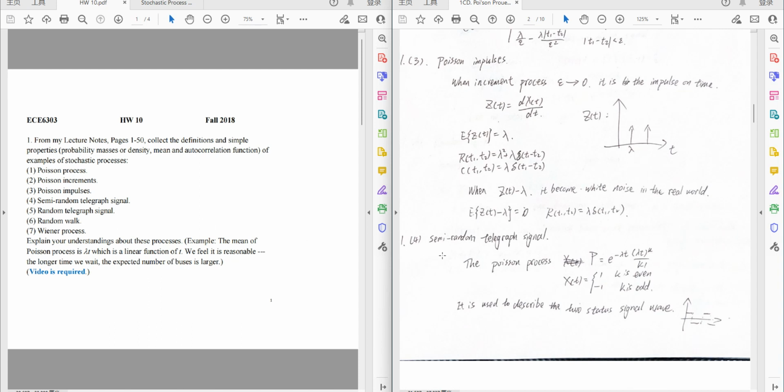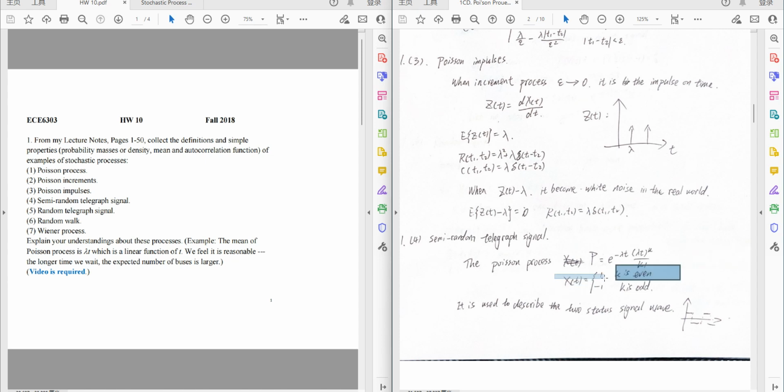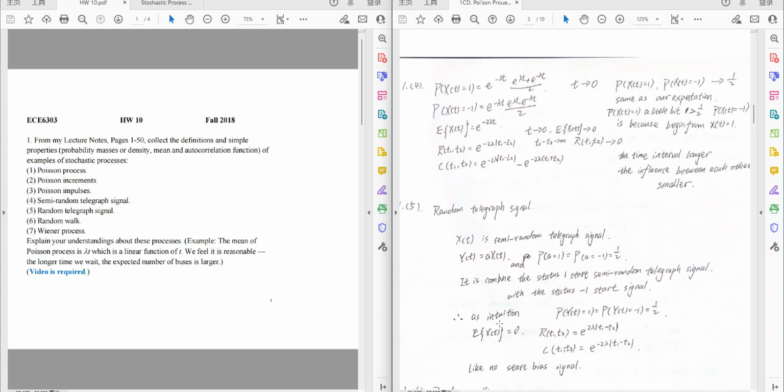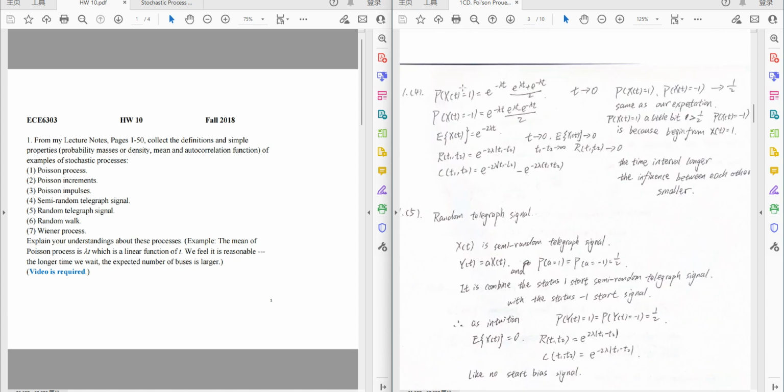Okay, the fourth is the semi-random telegraph signal. We know that the Poisson process is this, but the semi-random telegraph signal is when k is even, Xt equals 1, and when k is odd, Xt equals -1. This is actually used to describe the two-status signal wave, like positive, negative, positive, negative, right? So by the definition, we can get the probability, expectation, R, and C.